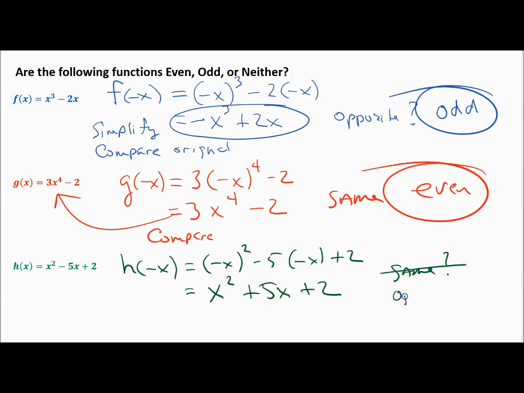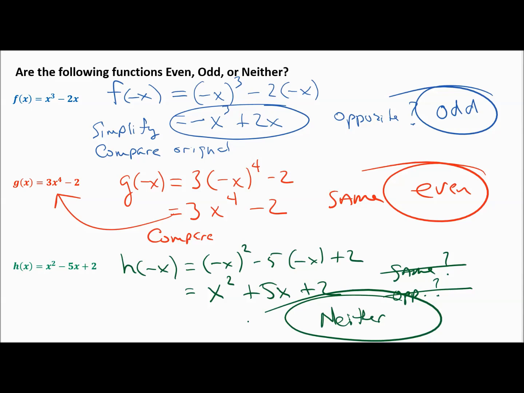Is this the opposite of the original function? Well, if I multiply the original function by a negative 1, I would get negative x squared plus 5x minus 2. So, nope, it's not opposite the original function, which basically means that this function is neither even nor odd. And really, honestly, most functions are neither even nor odd. It's a special property that some functions have. It makes it easier to graph the function if you know this ahead of time. But most functions, if you just randomly made one up or randomly grabbed one out of a book, would not be even or odd. It would be neither.